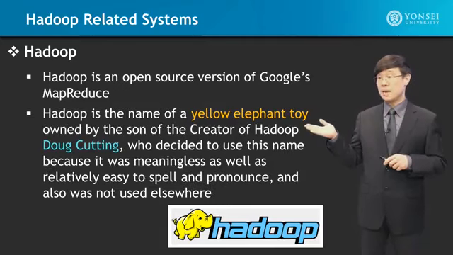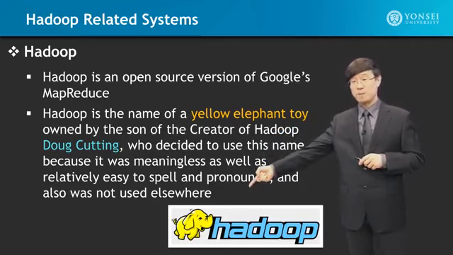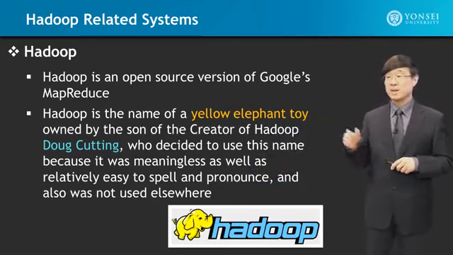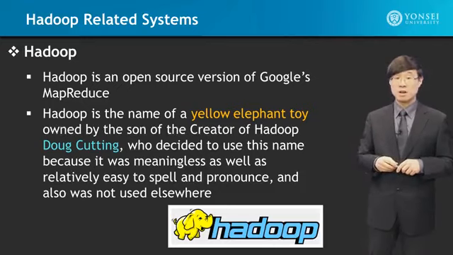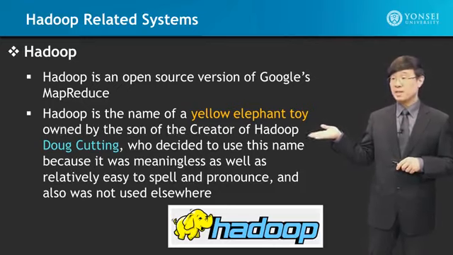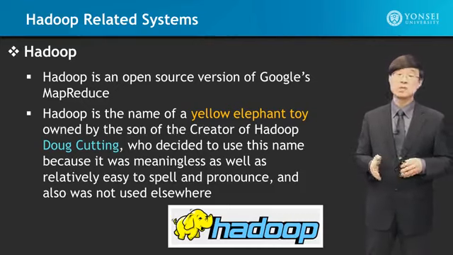Hadoop is the name of a yellow elephant toy. That's why we have that logo down there, which is owned by the son of the creator of the Hadoop group, Doug Cutting, who decided to use this name because it was meaningless, it was easy to spell and pronounce. In addition, it was not used elsewhere.